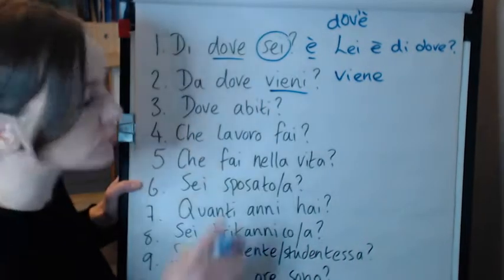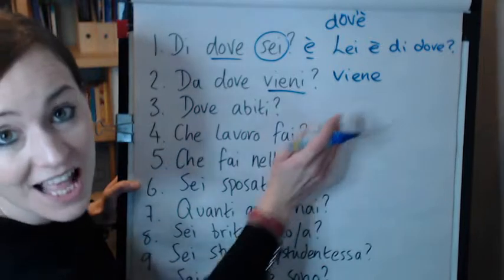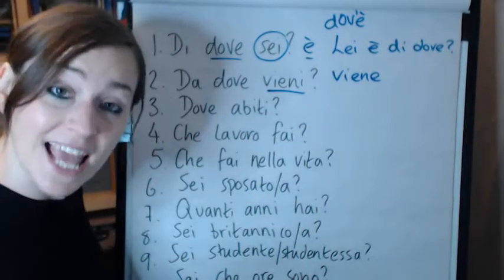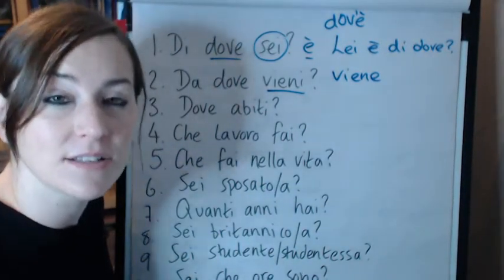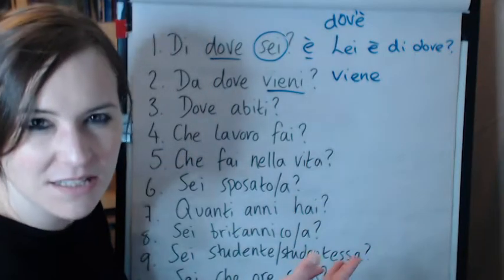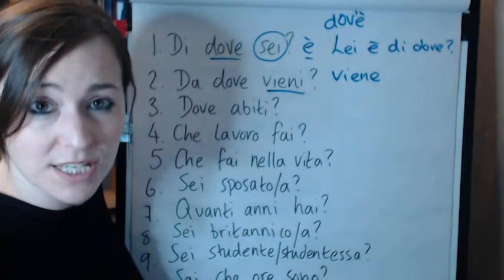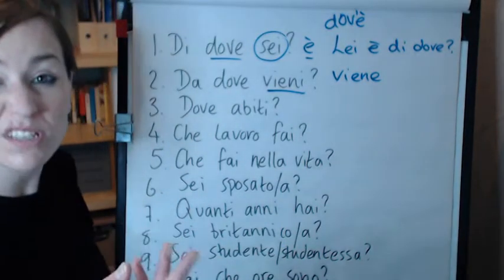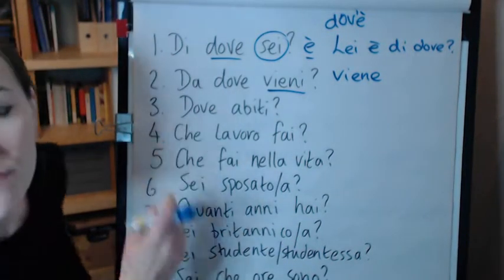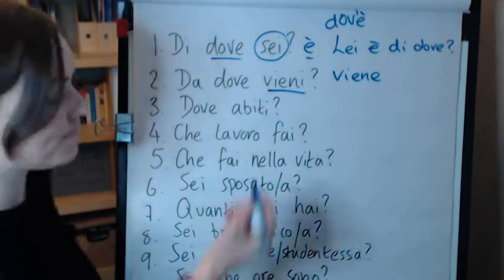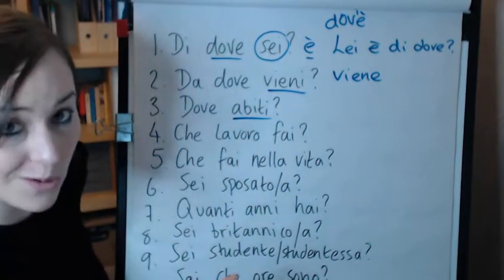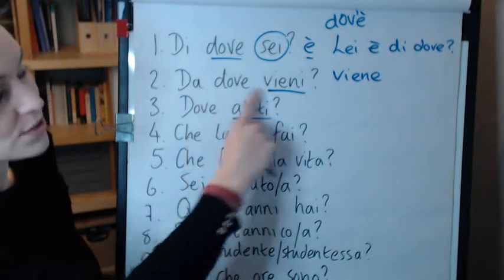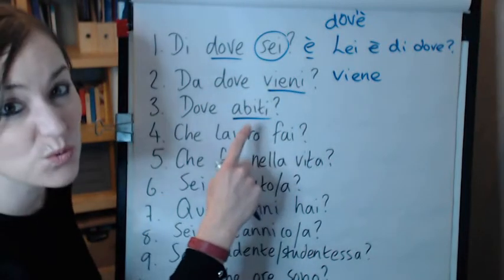You could say, for example, da dove viene lei, or you could say, lei da dove viene. So you could put the lei at the beginning or the end to show that you're addressing them in the formal form, okay? To clarify who you're asking about. Dove abiti? So we've got three where questions. Where are you from? Where do you come from? Where do you live?